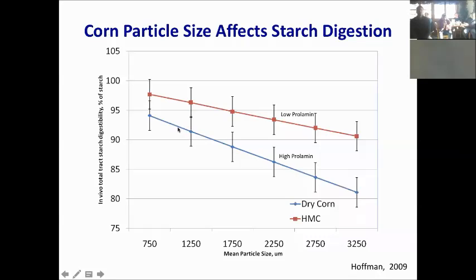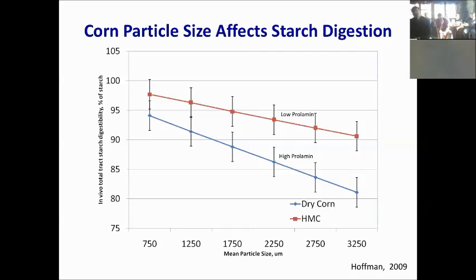The blue line here, if you can see it at the bottom, is showing high prolamin in dry corn, and then high moisture corn up here having a low prolamin content, and looking at in vitro total starch digestibility here, high to low, and the mean particle size. And you can see that regardless of whether you're in dry corn or high moisture corn, as you decrease the particle size going this way, you're increasing the in vivo total tract starch digestibility. So that's pretty much particle size, increased surface area, and higher digestibility.